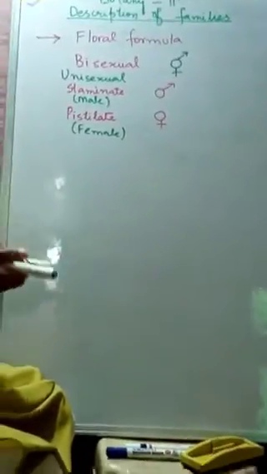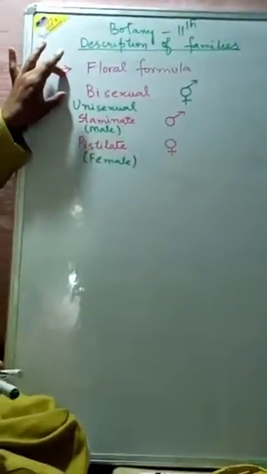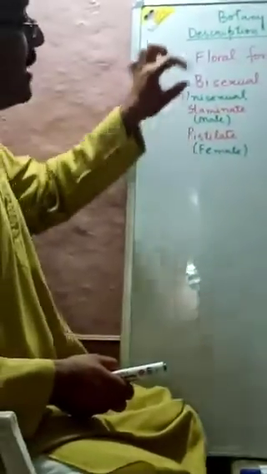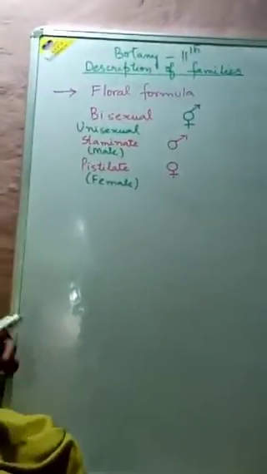Now we have studied the sex organs. When the flower is bisexual, that means both the sex organs are present in the same flower. It is symbolized. We do not have to write the complete word bisexual. We have to only write this symbol. If it is unisexual, that is staminate, we have to write only this sign. If it is only pistillate, that is the female, you have to write only this symbol.